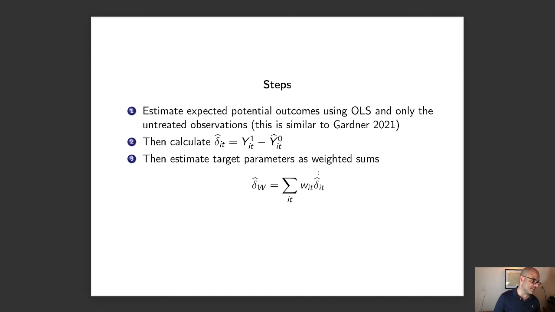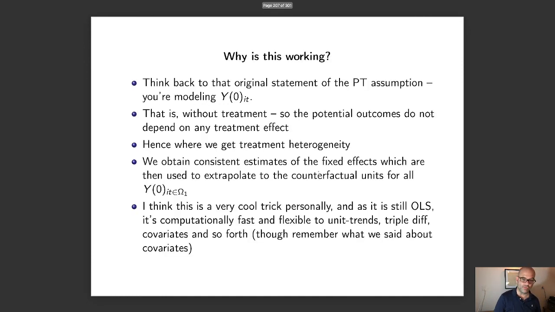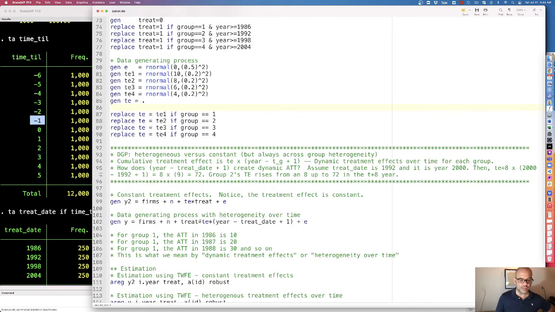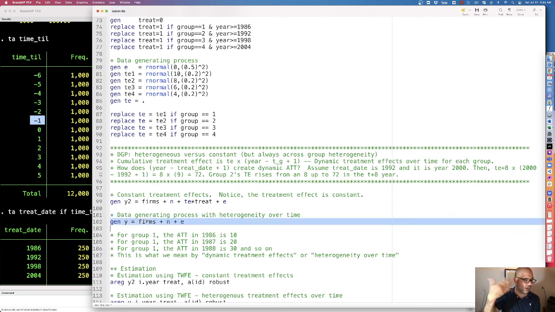That's not what you get with Callaway and Sant'Anna or Sun and Abraham or de Chaisemartin and D'Haultfœuille. So think back to that original statement of the parallel trend assumption. You're modeling Y0. Without treatment, potential outcomes don't depend on any treatment effect. So we don't have to worry about treatment effect heterogeneity, because if we have treatment effect heterogeneity but we're just running our regression based off the untreated units, then it's fine, because it doesn't depend on treatment effect heterogeneity. It doesn't depend on it.